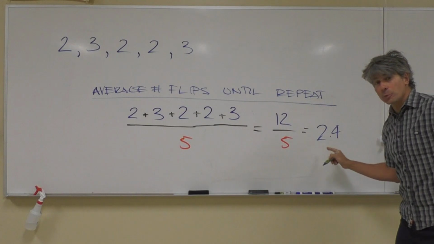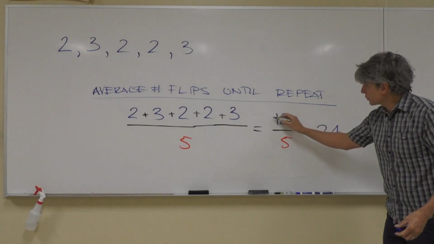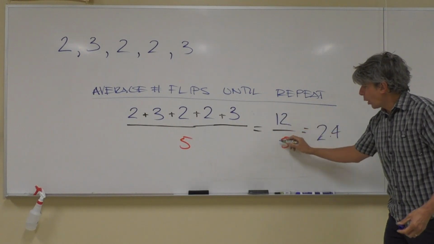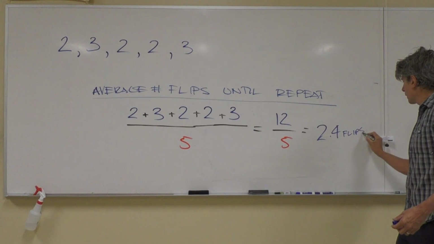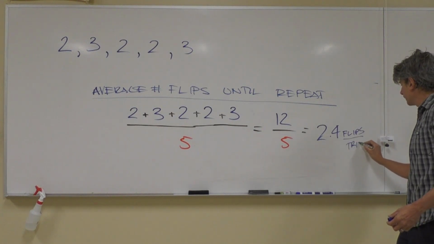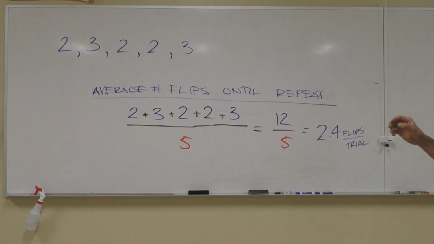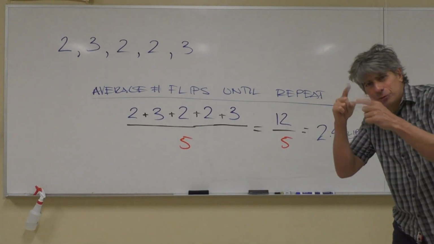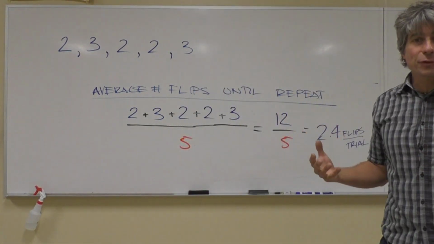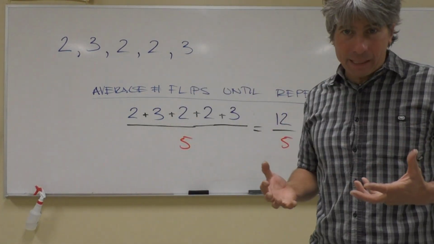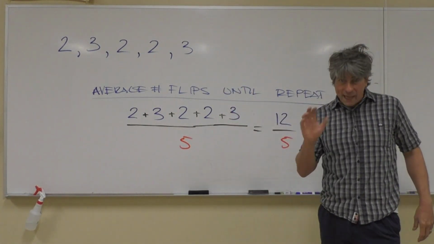And the unit on that 2.4, it has a unit, right? If you think about this, this is 12 flips over 5 trials, so that's flips per trial on average. You can see what's going on. The average is changing with each additional data point. So theoretically, what we'd have to do is keep doing this experiment until we got an idea of what was actually going on.